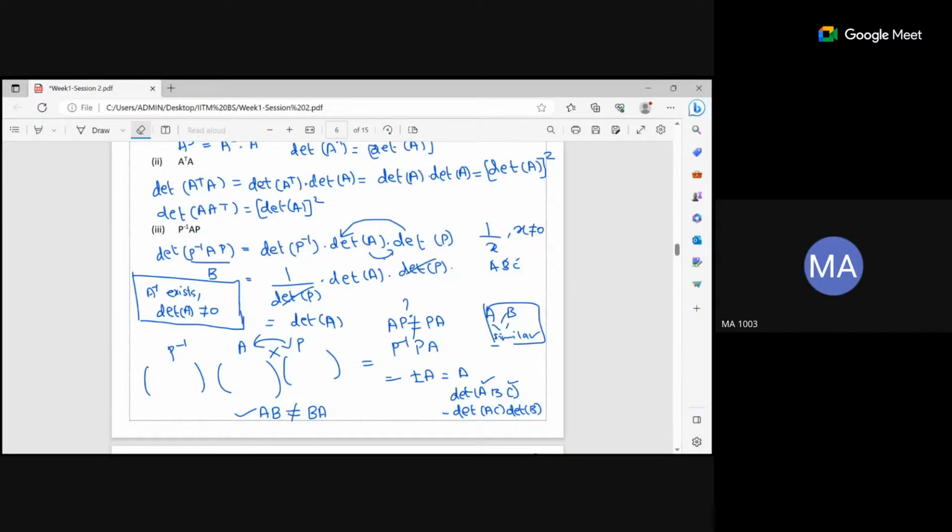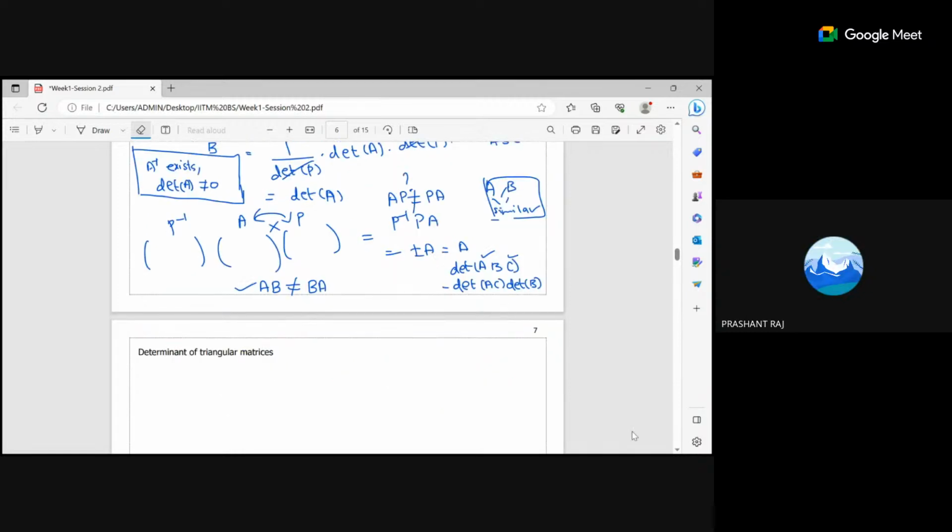So did you understand the point she is mentioning here? You can write it this way, but that does not mean that you can actually write P inverse AP as P inverse PA. Did you get that point? Yes, ma'am. Determinant will always be determinant of A. Yeah, this is correct. But from this property, you cannot just straight away shift the matrices like P inverse AP. You cannot write it as P inverse PA. That is not possible, because we don't know the commutative property.